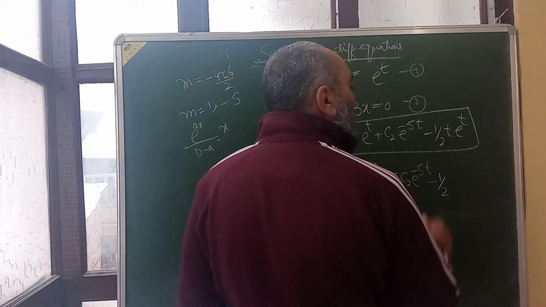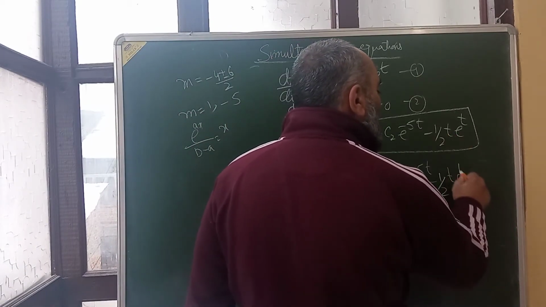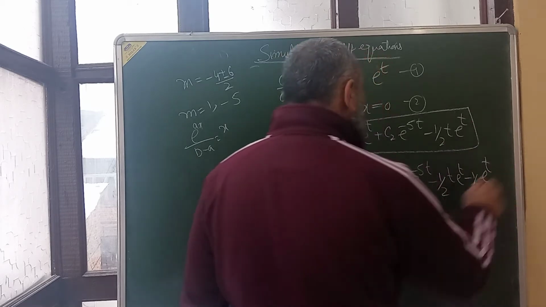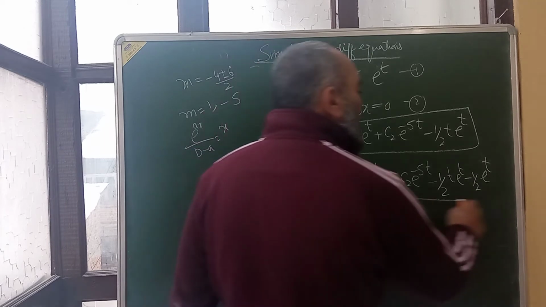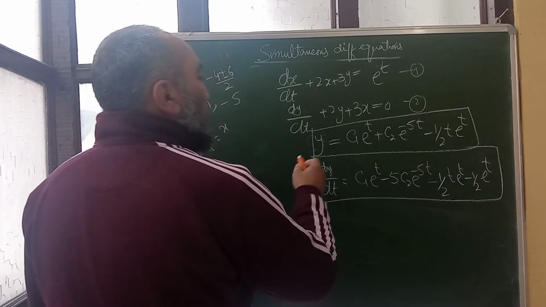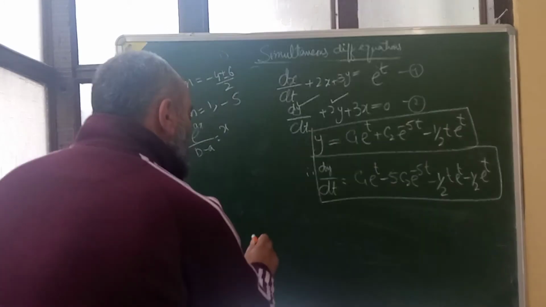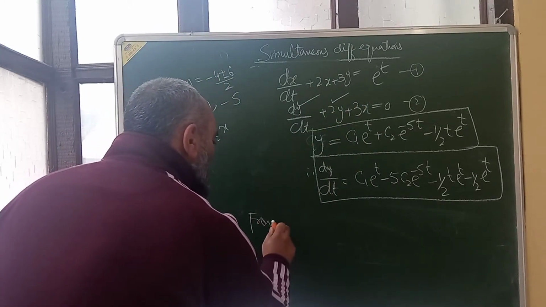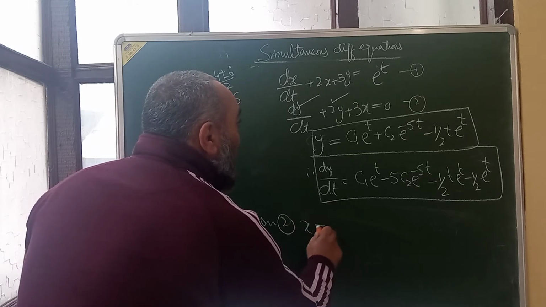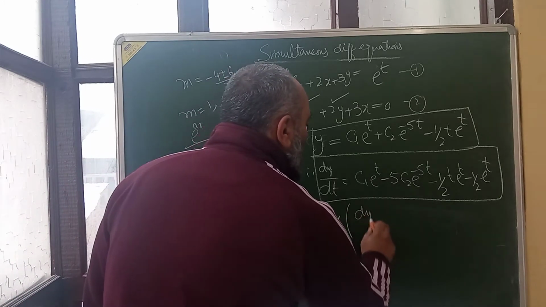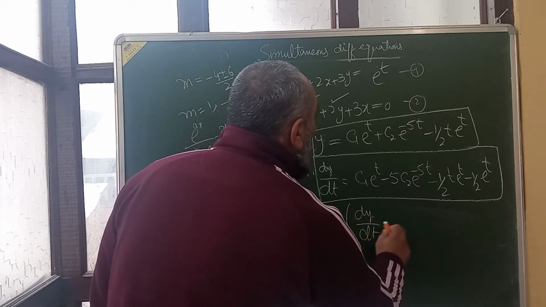Now this is the product rule. T as it is, e raised power t minus half. Derivative of t is 1, e raised power t. So you have both y as well as dy by dt. You have y as well as dy by dt. So you can find x from 2. X is equal to minus 1 by 3 dy by dt plus 2y.